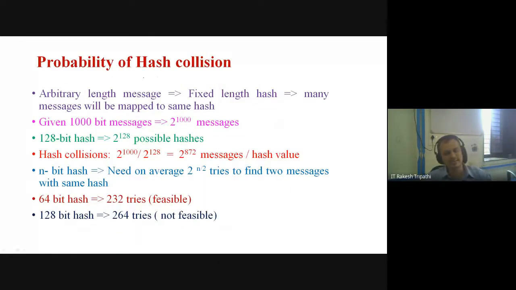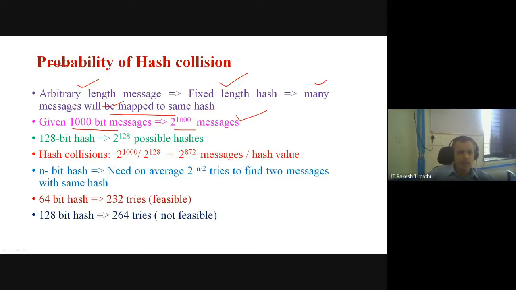Now, why does this work actually? See, an arbitrary length message is mapped to a fixed length message, meaning many messages will be mapped to the same hash value. Let's assume 1000 bits is the message space. A 1000-bit message means I can have a message of length 1000 bits. So how many unique messages can I have? 2 to the power 1000.